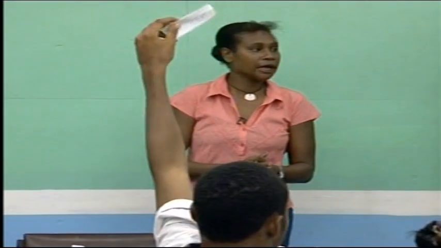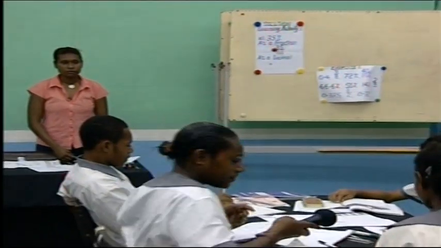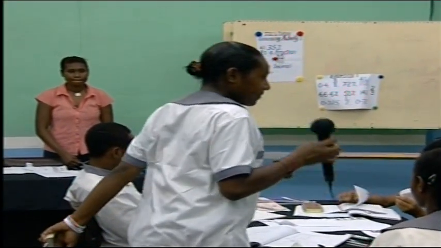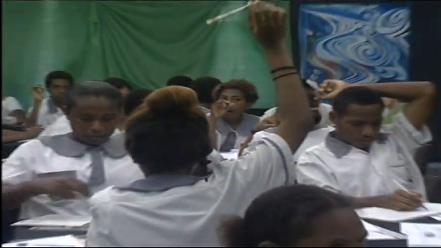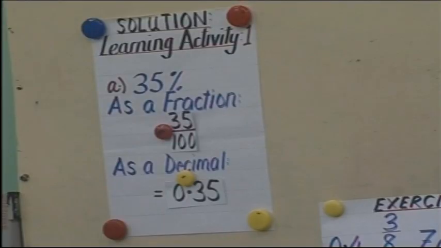How about as in decimal? Ruti? 0.35. Put your hand up if you have the same answer. Correct. Okay, those are the answers to that learning activity. Most of us seem to be getting the answer correct, which means we are using the rules that have been taught to us.